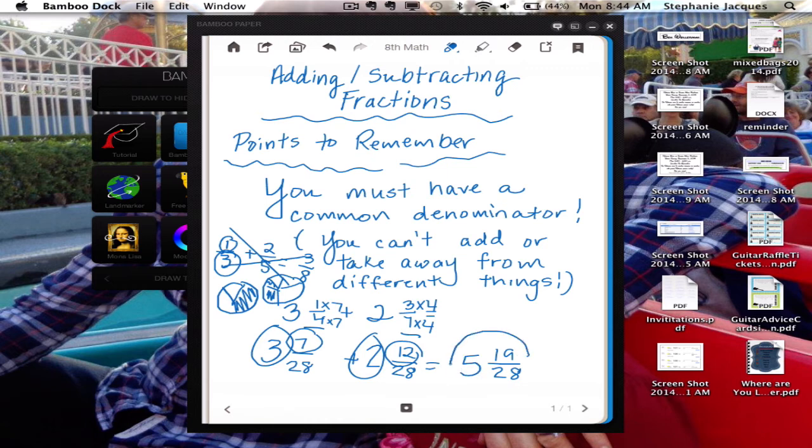I can't reduce 19/28 because nothing goes into both of those evenly, so I leave it as that mixed number, 5 and 19/28. We're going to dive into what's the meaning behind this tomorrow.